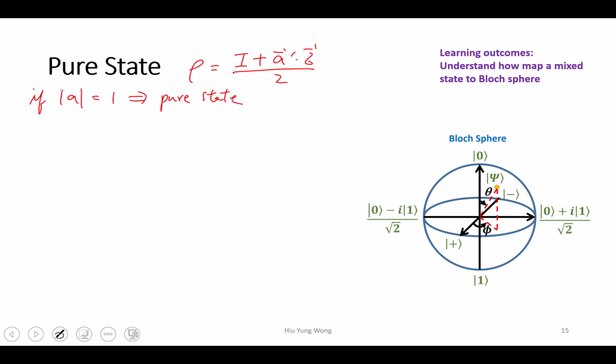So if I have a density matrix, and I express it as I plus A dash dot sigma, divided by 2, if I get the magnitude of A equal to 1, then this is a pure state. So I can try to prove it. That is because rho is going to be equal to 1/2, the whole thing, the matrix [1 0; 0 1] plus A dot sigma. What is A dot sigma?